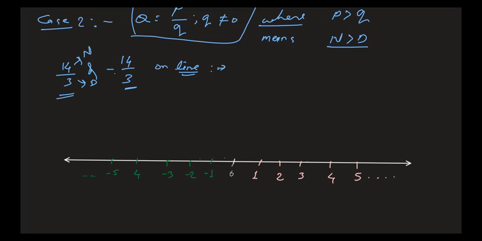Now student, don't bother about the minus when you are taking minus 14 by 3 on the number line. You just consider this 14 from the ratio 14 by 3. This 14 is the numerator and 3 is the denominator. Just compare between these two. Don't bother about this minus. Just 14 is taken as the numerator and 3 is taken as the denominator.